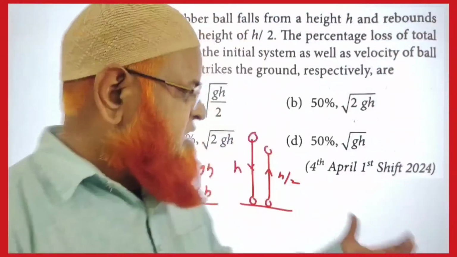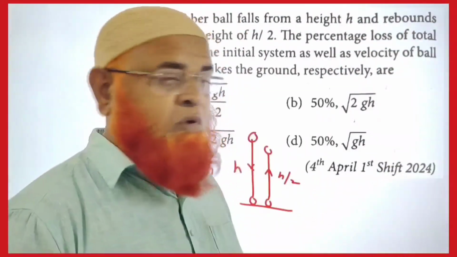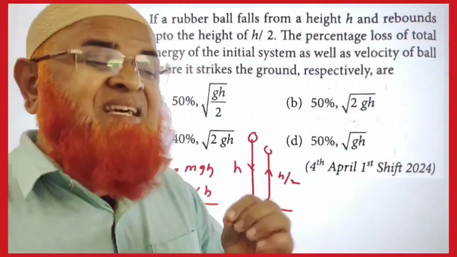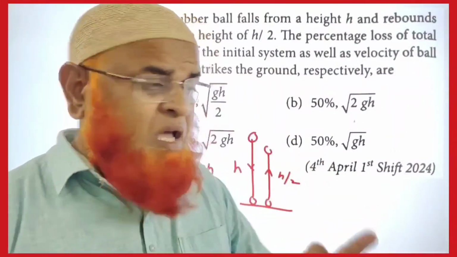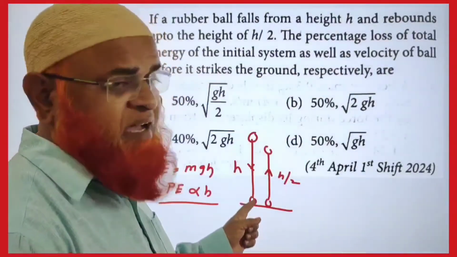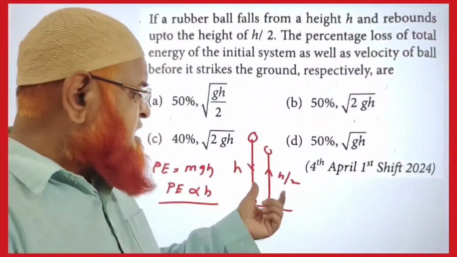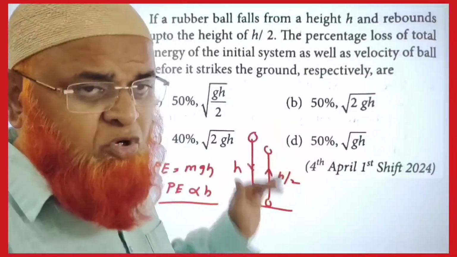My dear students, it's the latest previous year question asked in 2024. It's a work or energy question. He's asking us to find out what is the loss in energy when a ball falls from a height h and rebounds to a height of h by 2. That means 50% of the height only it is able to reach.